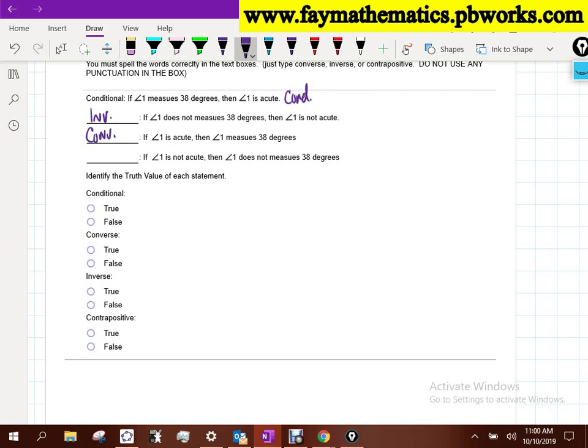And if A is not acute, then angle 1 is not acute. I don't know why I keep saying A. If angle 1 is not acute, then angle 1 does not measure 38 degrees. That's the flip-flop and the negation. That's the contrapositive.